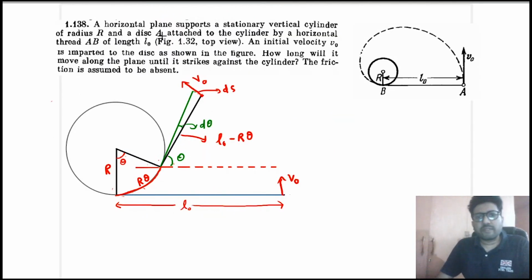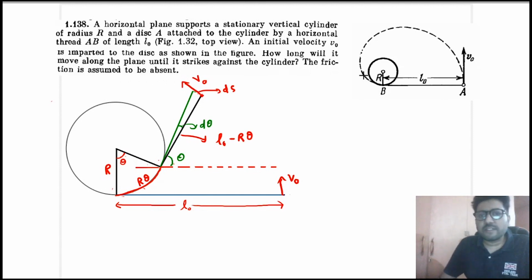Now in the next question, this question is from I.E. Irodov 1.138. In this question, it is given that there is a horizontal plane which supports a vertical cylinder. So this is a vertical cylinder and it is fixed and it has a radius r. It is connected to a small disc by a thread of length L0. Okay, and an initial velocity is imparted at the point A to this disc, and this thread is wrapping around this cylinder. So it is asked how long will it move along the plane until it strikes against the cylinder. That means this point strikes the cylinder. That means it has wrapped completely. The friction is assumed to be absent.